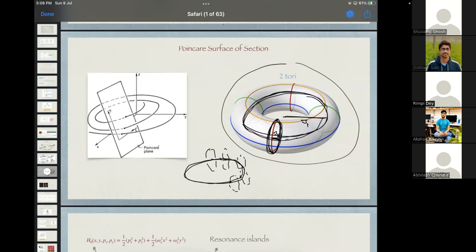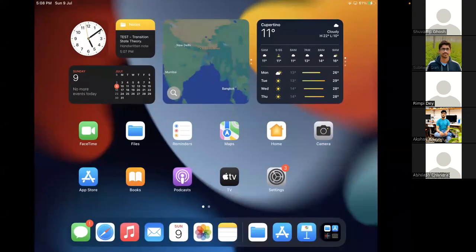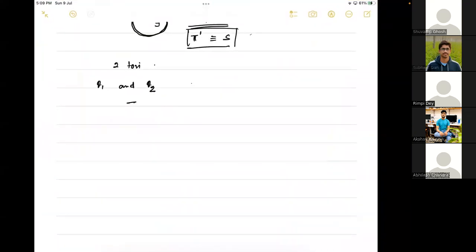So basically a 2 torus, or T2, means S1 times S1, a direct product of circles, in the mathematical sense.